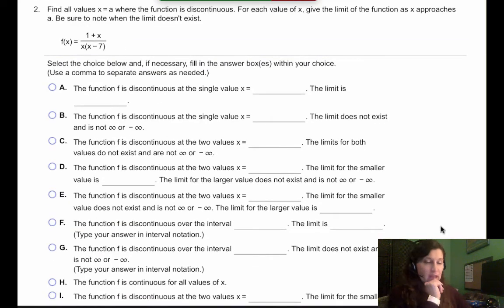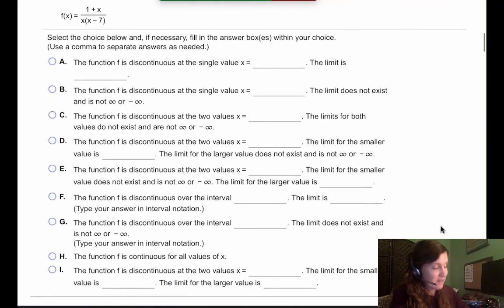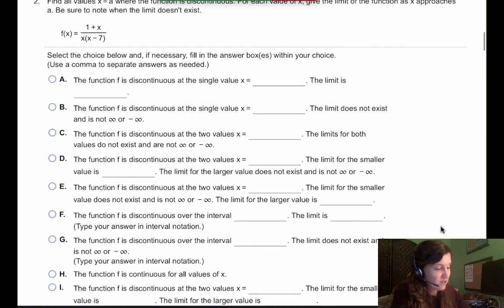Okay, so now looking ahead to just a kind of brief overview of section 3.2, some of the questions on the homework can look very confusing. Like number 2 here that has many different options to choose from. So this is actually trying to talk about discontinuity, which is a matter of if the limit exists or not. Really what you need to look for, if you're looking for where it could be discontinuous, is the denominators.